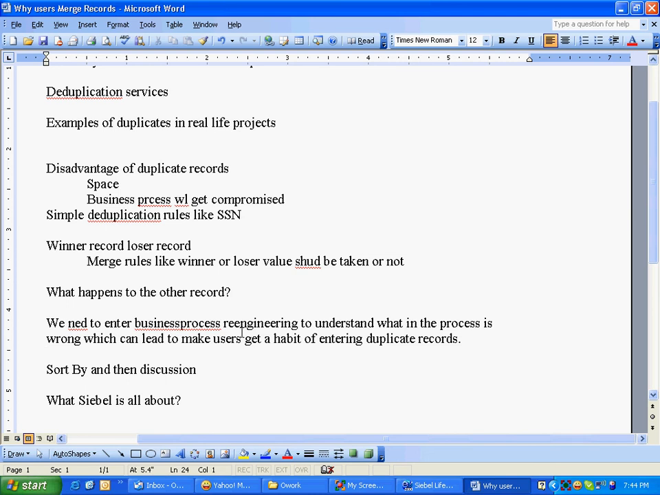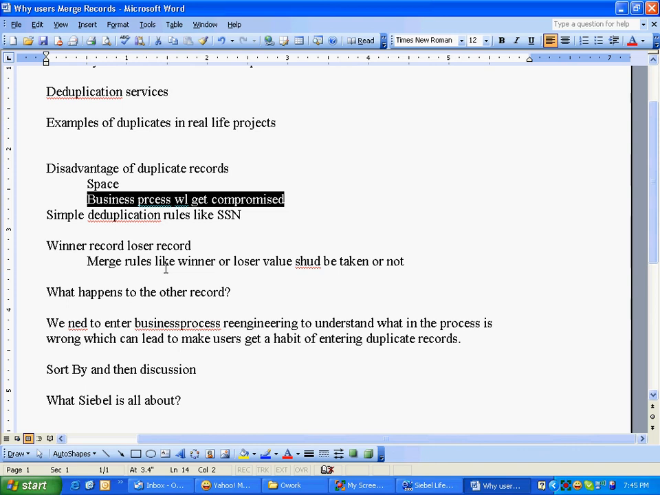One of the things is your business processes get compromised. As we all discussed, let's say there is a customer. His name is Kunal Sinha. Kunal Sinha SSN is 111. So another rep, there is no deduplication rule. Another rep by mistake enters the same Kunal Sinha 111. Mr. Kunal Sinha calls one day and he makes his payment of $100.